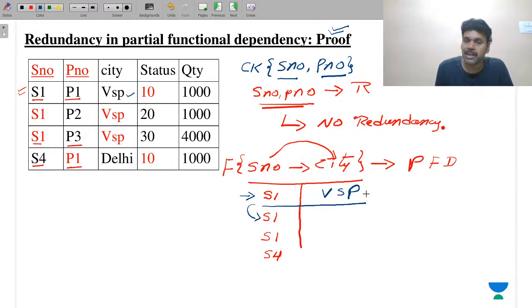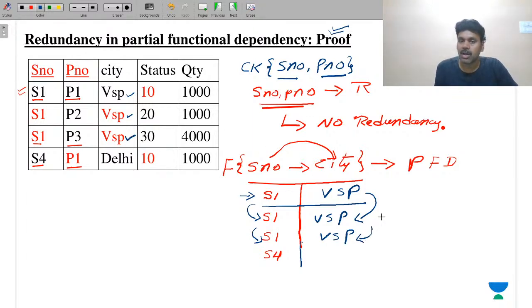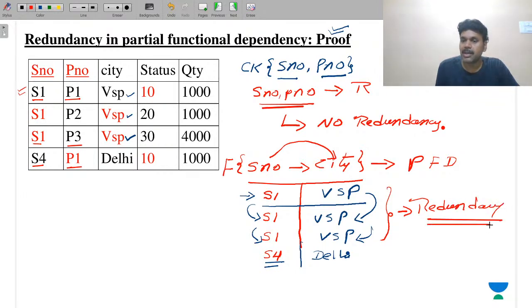So you want to prove this S number implies city. Whenever S1 is repeated, VSP has to repeat. Please observe carefully, we have repeated VSP once again. Again, whenever S1 is repeated, VSP has to be repeated. Therefore, you will see one more redundant data, which I marked with the red color. But S4 is a unique value, so you can have anything apart from that. Therefore, what do we understand, friends? This is going to generate redundancy. So partial functional dependency is going to give you redundancy because your non-key depends on part of the key.